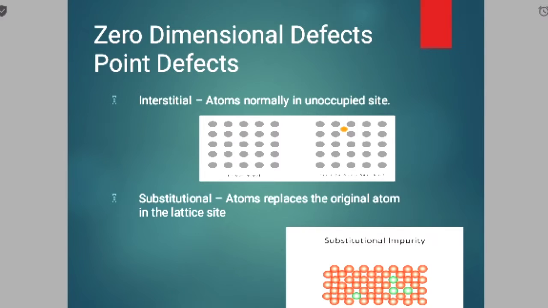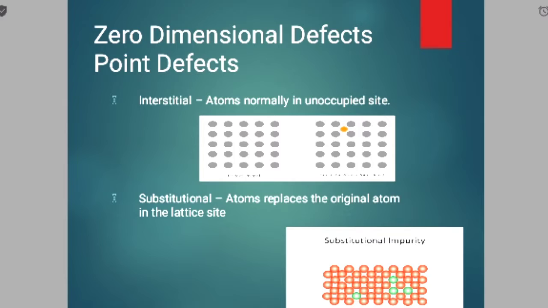First are zero-dimensional defects. In these zero-dimensional defects, there are interstitial and substitutional defects. As the name indicates, in an interstitial defect the atom sits in an unoccupied site. You can see the image over there. In a crystal, an atom is placed in an unoccupied site. It means it is not properly arranged; it is fitted in between the properly arranged atoms of the crystal. So if a foreign atom is fitted in between, it is an interstitial defect.